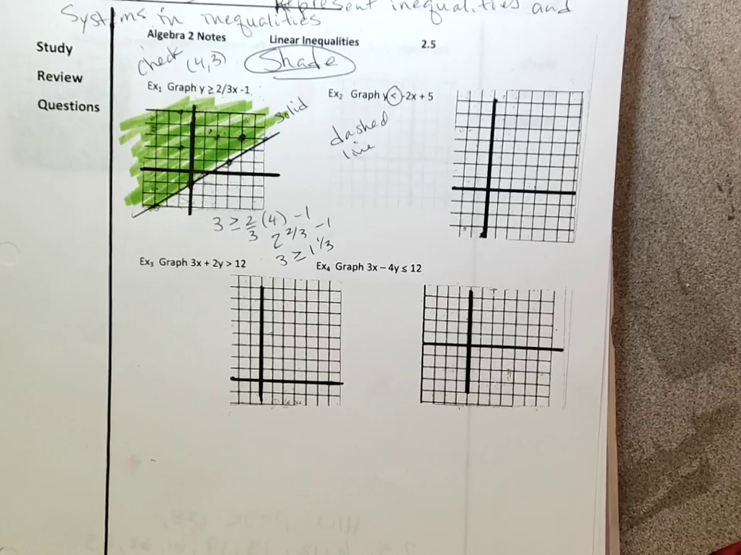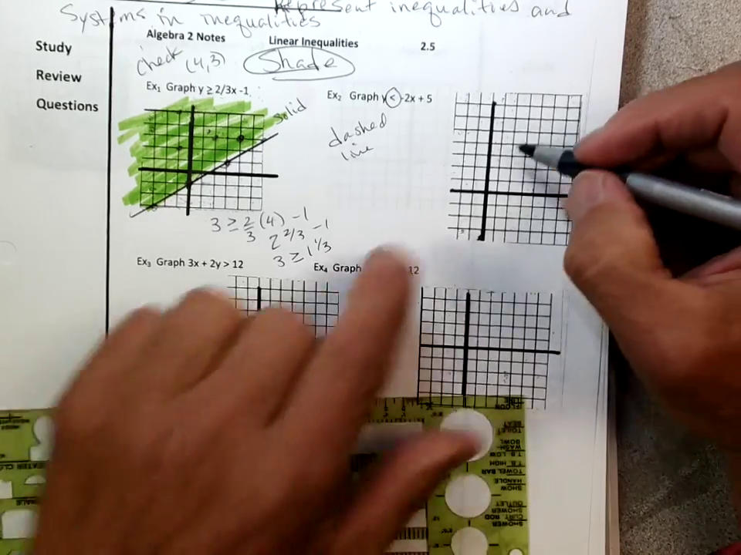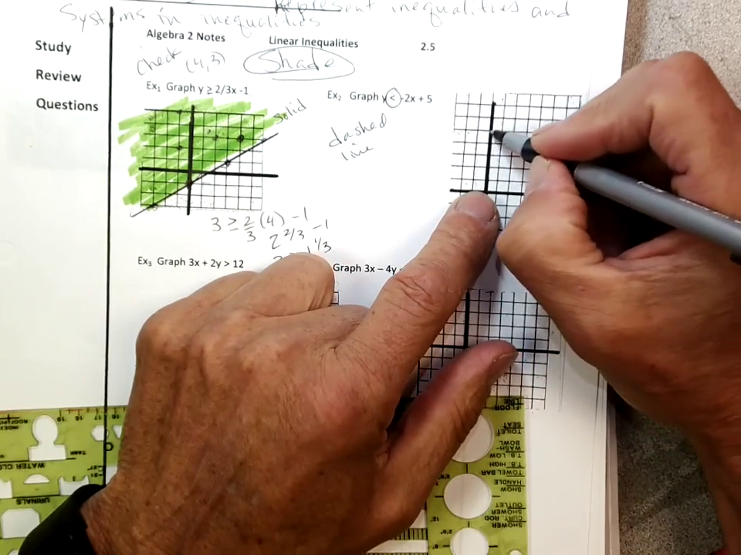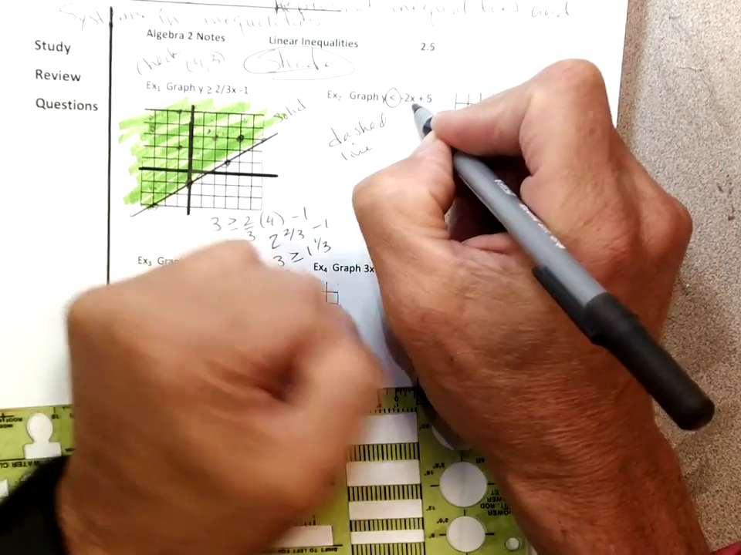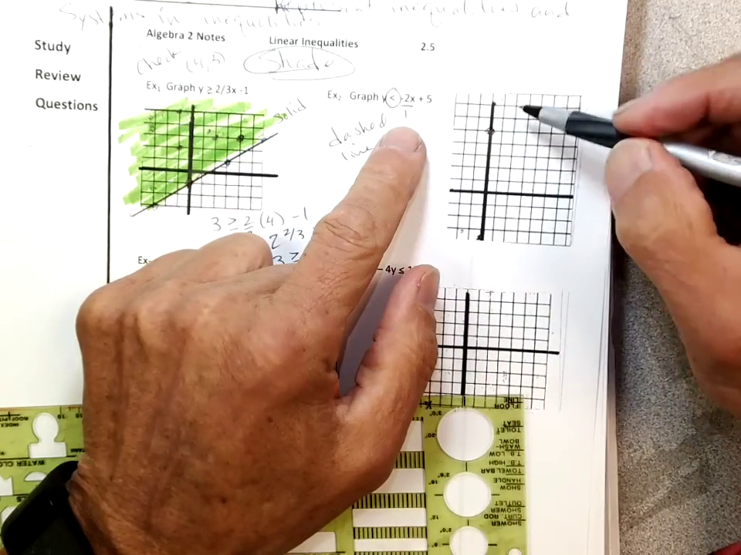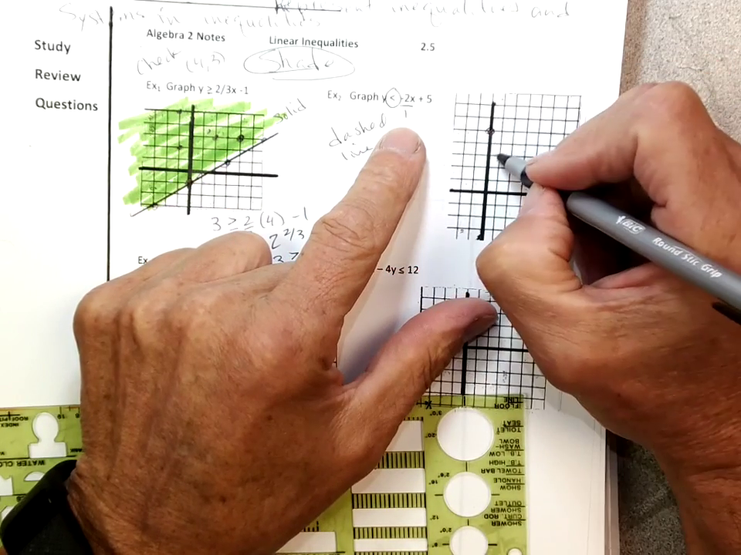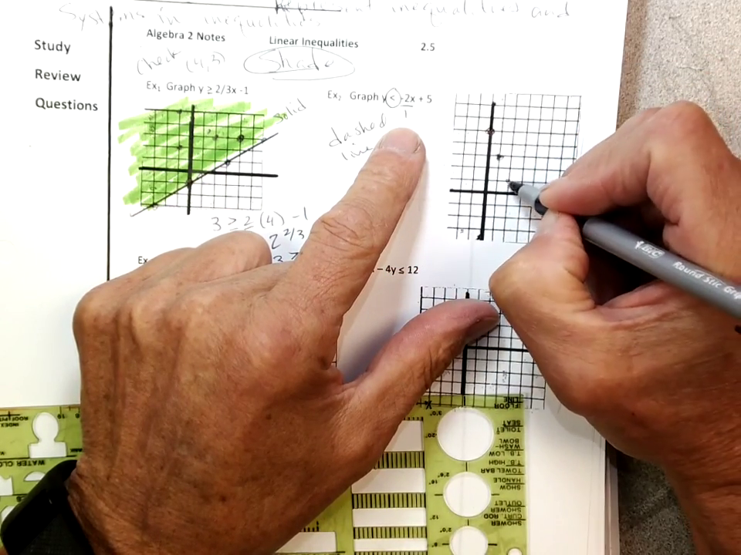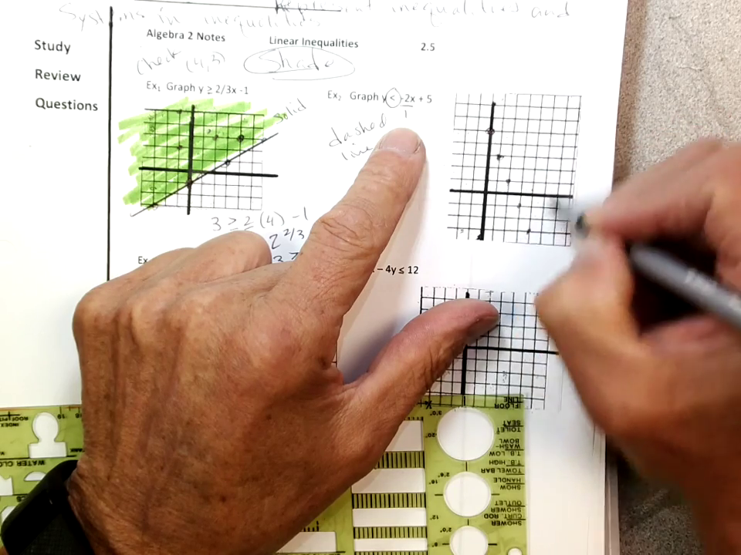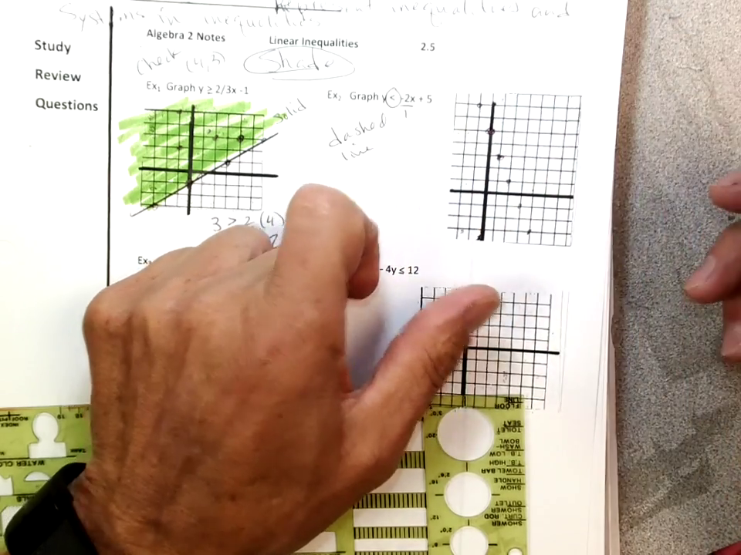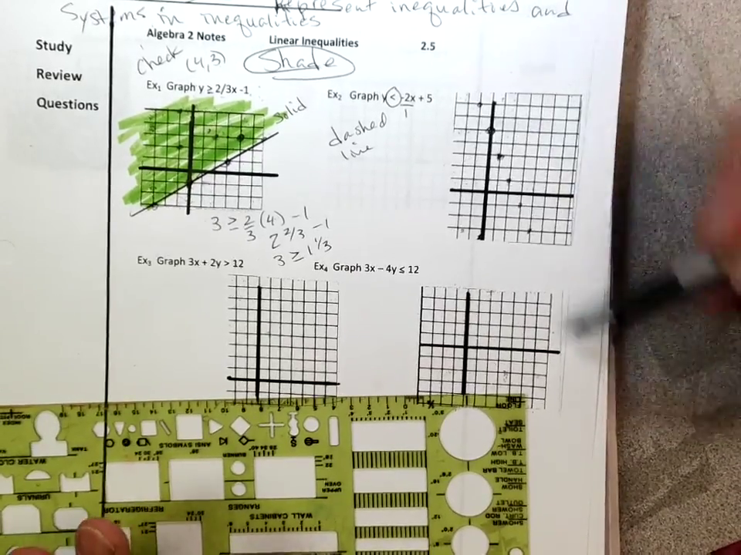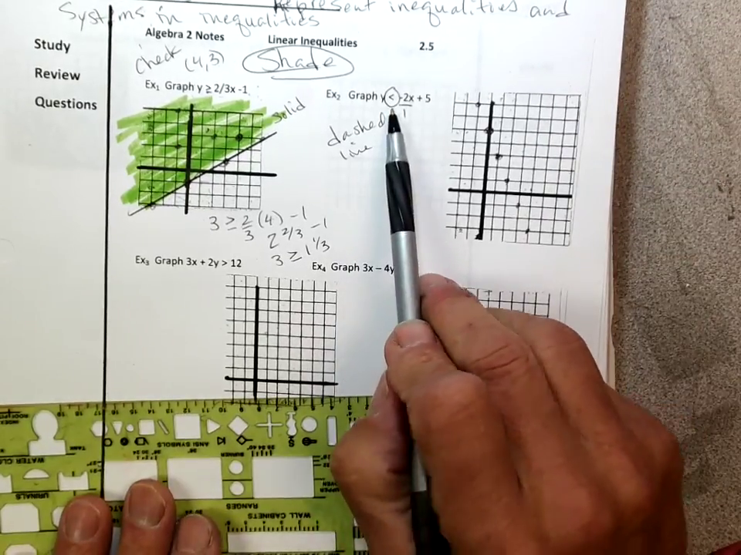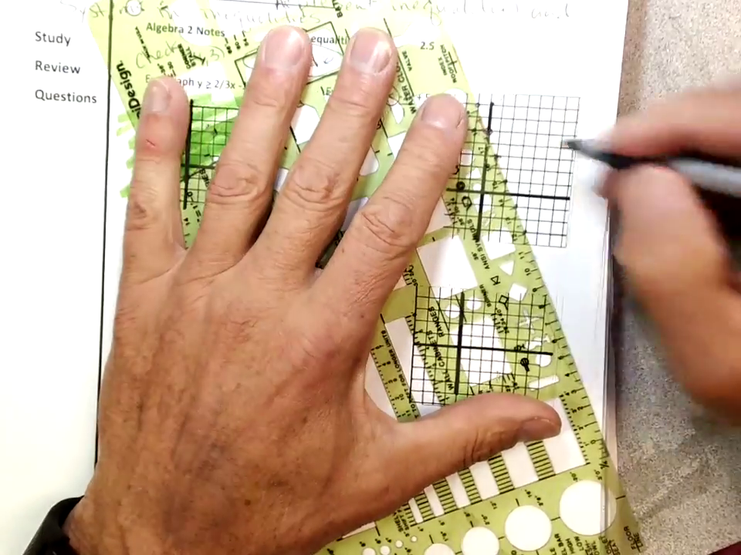Okay, I'm going to start at 5. 1, 2, 3, 4, 5 on the y-intercept. And then the slope of negative 2 over 1, so I'll go down 2 over 1, down 2 over 1, down 2 over 1. And instead of drawing a nice solid line, I need to make a dashed line. So just make a dashed line that looks something like this, okay?